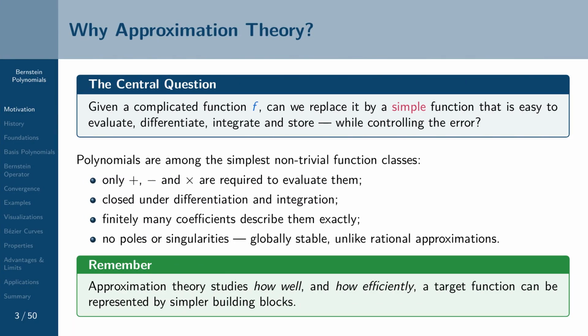Approximation theory answers a very practical question. A function we care about may be expensive, awkward, or known only through data. Can we replace it by something simple and control the error we make? Polynomials are the canonical simple functions. You only need addition and multiplication to evaluate them. They differentiate and integrate in closed form, and finitely many coefficients describe them exactly.